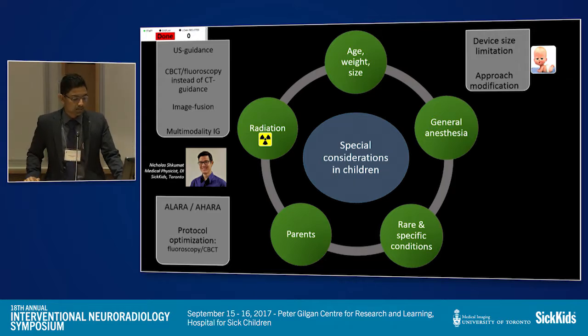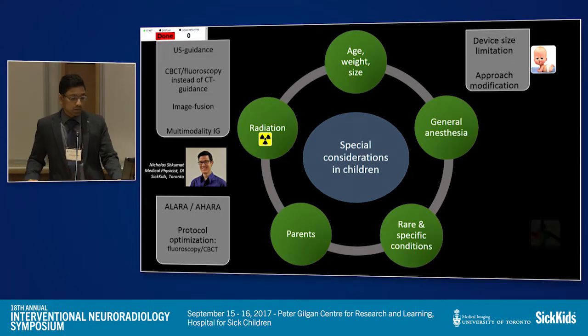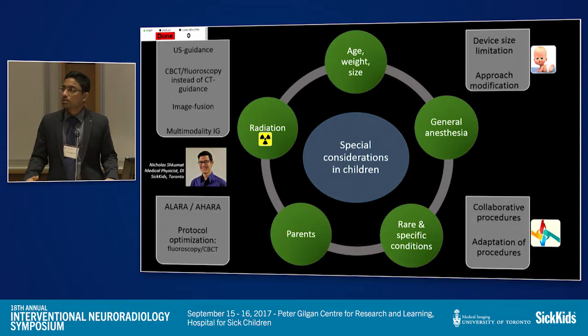Now, we are dealing with kids with rare conditions and unusual conditions, and often we come across a procedure which we are not doing frequently, and therefore it's important for us to collaborate with our clinical colleagues, whether neurosurgery, ENT, or anesthesia, but also at times with our body interventional colleagues because they have a lot of tools and tips and equipment which we are not familiar with.